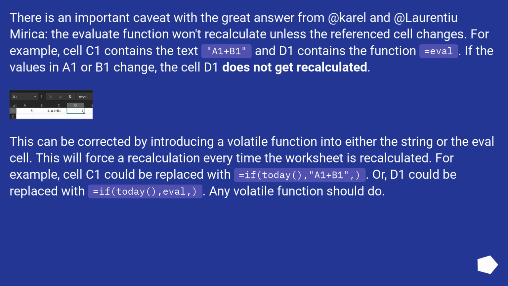There is an important caveat with the great answer from @Carol and @Laurentiumerica. The evaluate function won't recalculate unless the referenced cell changes. For example, cell C1 contains the text "A1 plus B1" and D1 contains the function equals eval. If the values in A1 or B1 change, the cell D1 does not get recalculated.